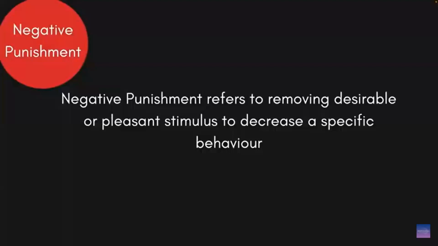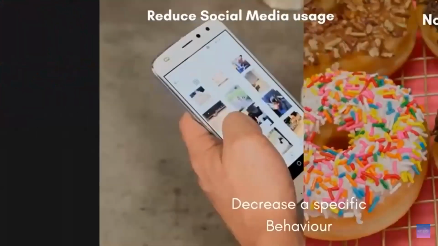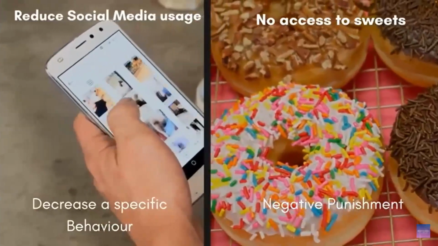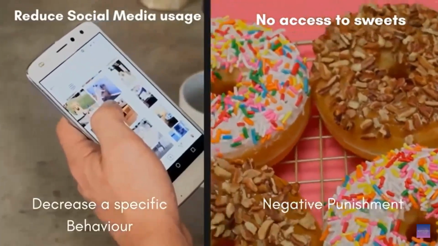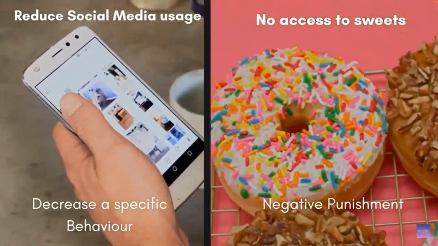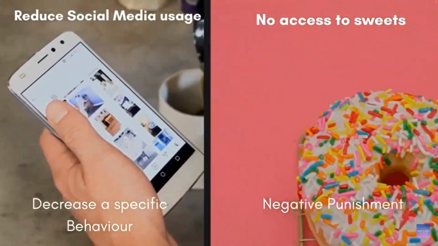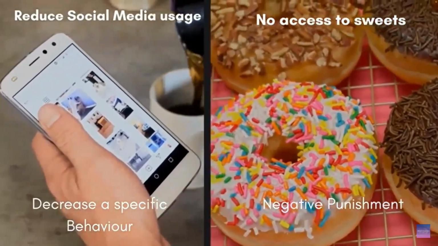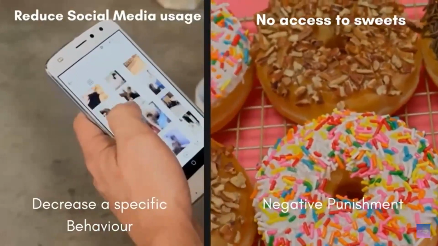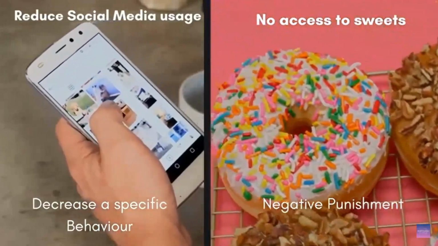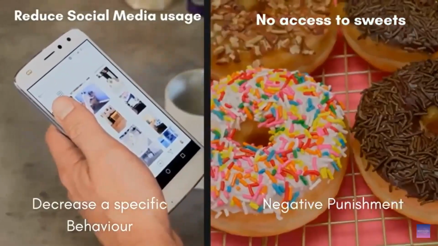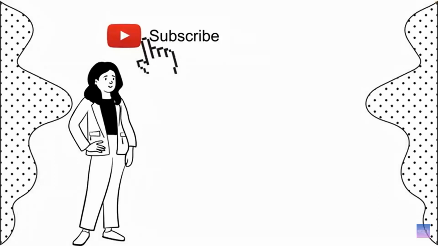Negative punishment, on the other hand, refers to removing a desirable or pleasant stimulus to decrease a specific behavior. For example, if you want to reduce your social media engagement, you may set a rule for yourself that if I spend more than 20 minutes a day on my social media apps, I will restrict my access to my favorite sweets or treats. Since you like eating your favorite sweets, restricting them is undesirable. So to avoid this, you will decrease your behavior of engaging in social media apps for more than 20 minutes a day.